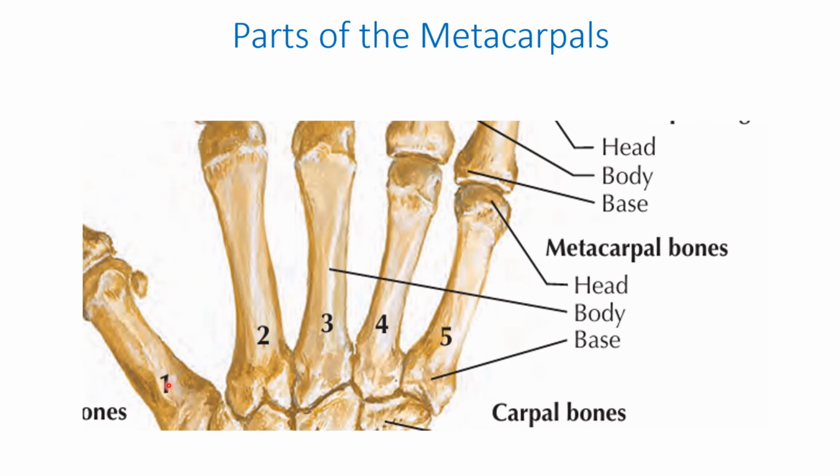Here we have the first metacarpal bone that is found within the thumb. The second one is in the index finger, the third within the middle finger, the fourth within the ring finger, and the fifth is found within the small or little finger. So there are 5 in number. They have 3 parts: the base, the body, and the head.